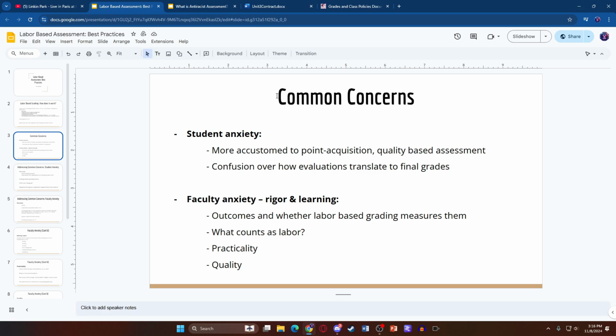Then there's practicality, because admittedly, this is not an easy thing to do, especially if you're first starting to use labor-based assessment practices. And then finally, the issue of quality.